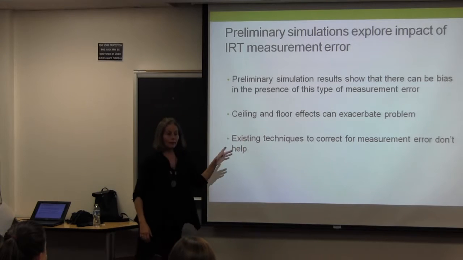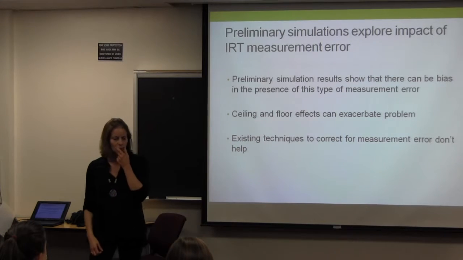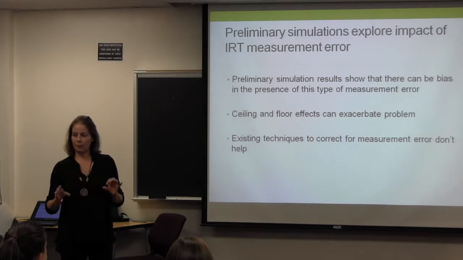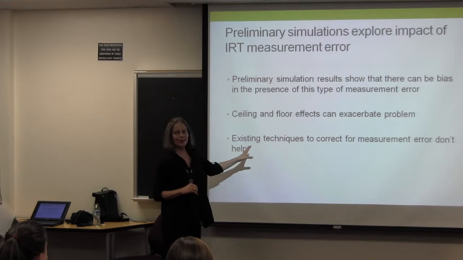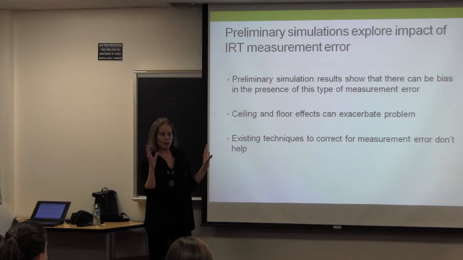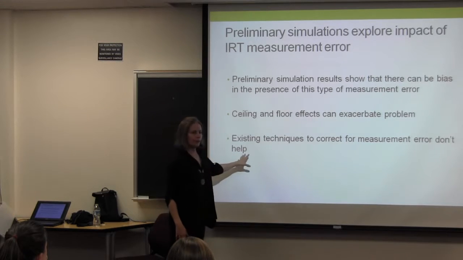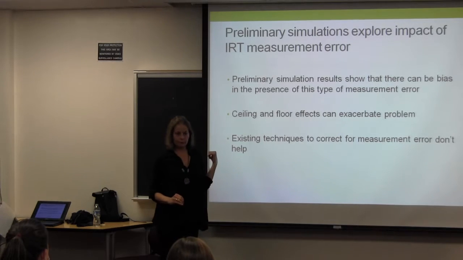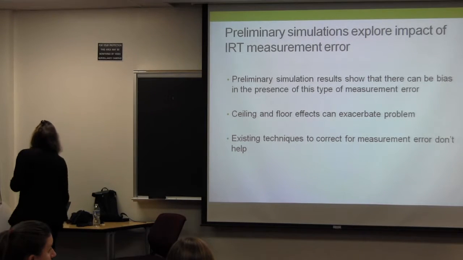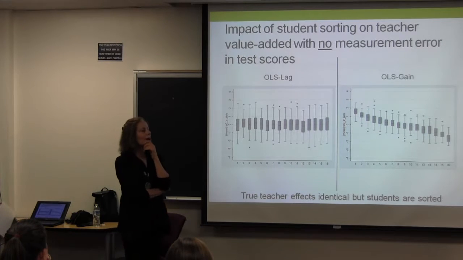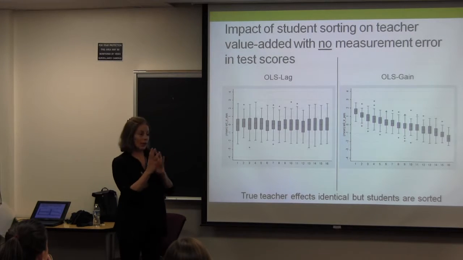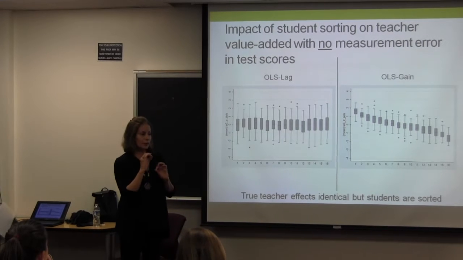Existing techniques, like the New York methods, have a variance correction model. These particular techniques to correct the measurement error are always based on a classical, random measurement error assumption. They don't really work so far in what we're seeing in our simulations. In principle, a computer adaptive test would solve the problem. That's what I'm thinking, that it might help a lot, but I don't know yet. So what we're doing right now is playing around with ceiling and floor effects in our simulation.